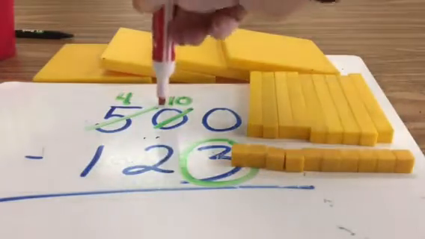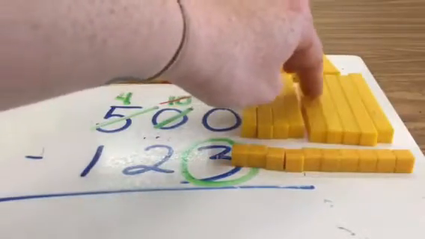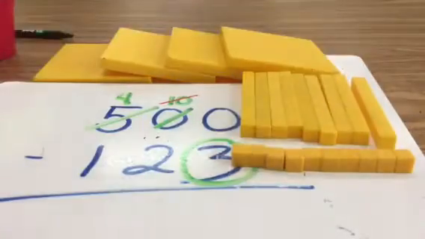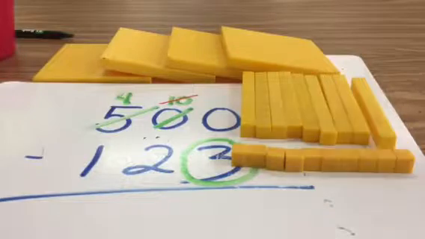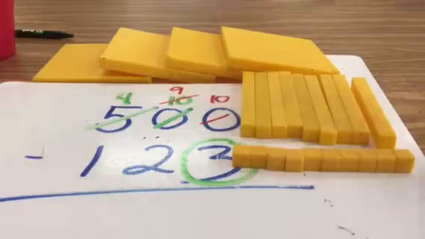So I don't have 10 rods anymore. I now have 1, 2, 3, 4, 5, 6, 7, 8, 9. Because I had 10, I took one away. That gives me 9. I don't have 0 ones anymore. I now have 10 because I borrowed for 10 more.